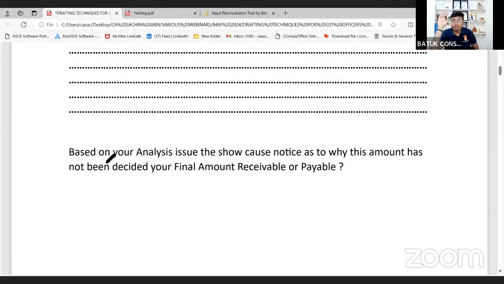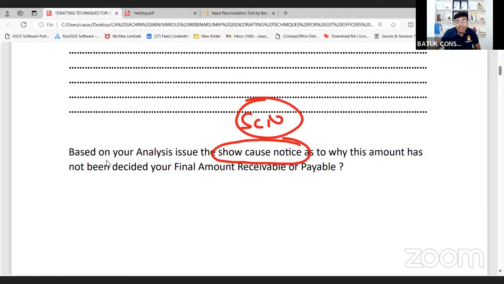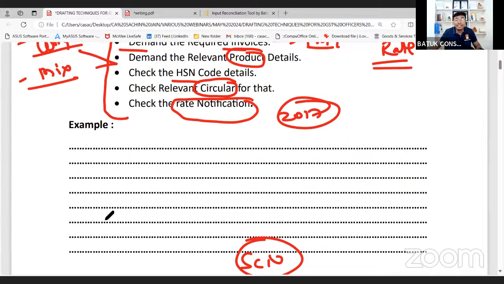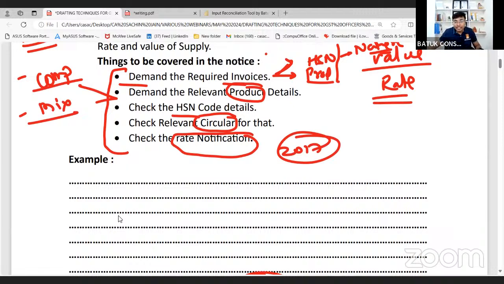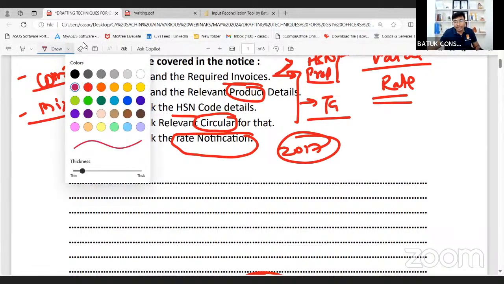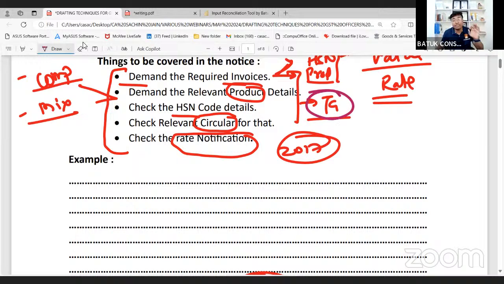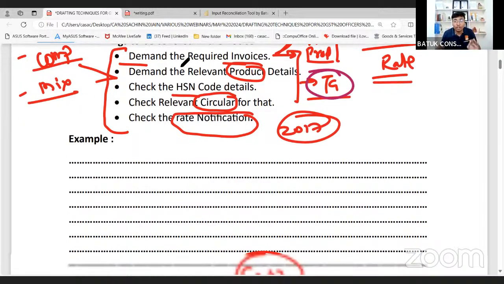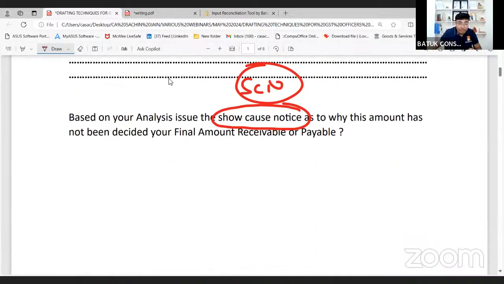You have issued the notice regarding the documentation. Now you need to issue the second notice, and in that notice you have to give a show cause notice, SCN, that based on our analysis, on the basis of the documents submitted by you, because these documents are submitted by the taxpayer. So we just need to say to our taxpayer that these documents are submitted by you, and on the basis of your documents, why this amount is not to be decided as your final assessment?